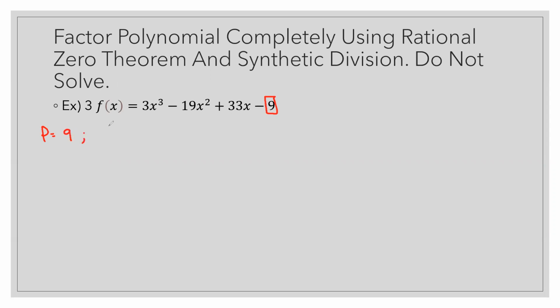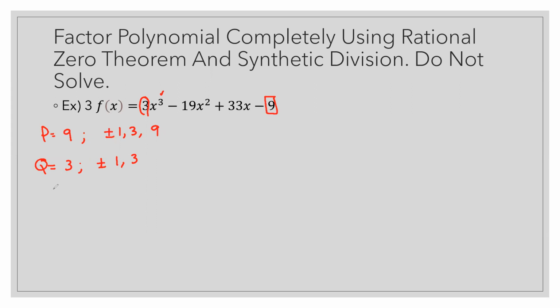And what are all the factors of 9? Plus or minus 1, 3, and 9, right? And then we got to figure out our q. Our q is actually 3 because it's the coefficient of the highest power. So our highest power is 3, but the coefficient of that is 3. And then all the factors of 3 are plus or minus 1 and 3, correct?